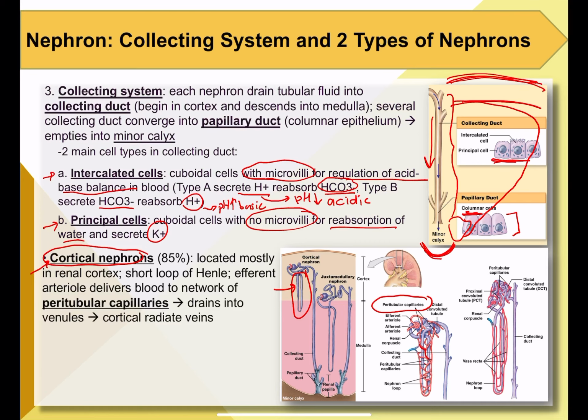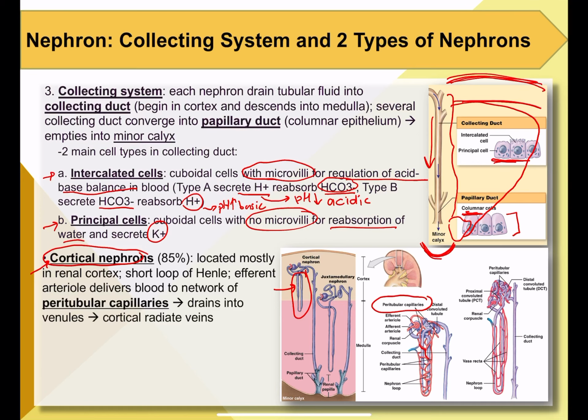Now we're talking about diffusion of ions and fluids from your renal tubule to the capillaries that surround the renal tubules, called the peritubular capillaries. So these are what's going to bring your blood back to your venules, followed by cortical radiate veins, and then all that stuff we talked about in the sequence of blood flow already.